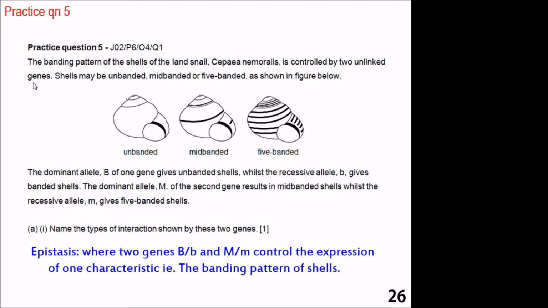Next thing I want you to do is figure out what kind of genotype gives you 5-banded, what kind of genotype gives you mid-banded, and what kind of genotype gives you unbanded. Write it in pencil next to the 3 shells there. Figure out for yourself the clues from the next paragraph.